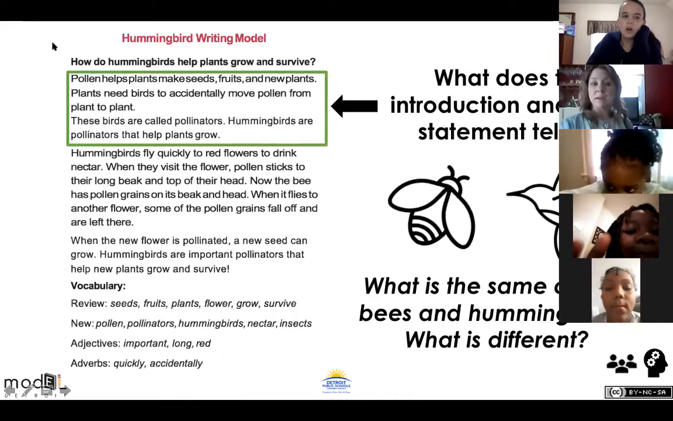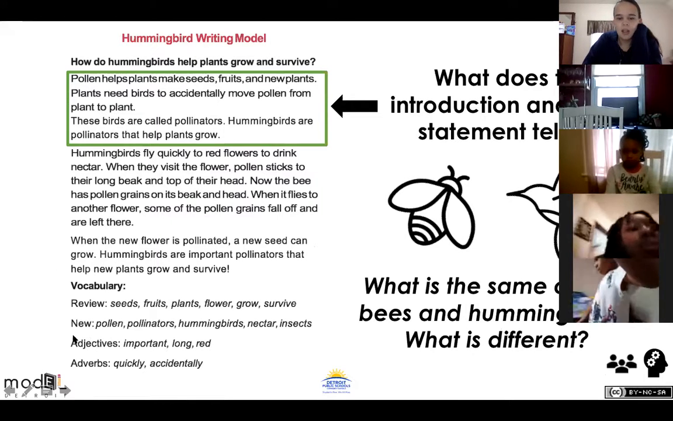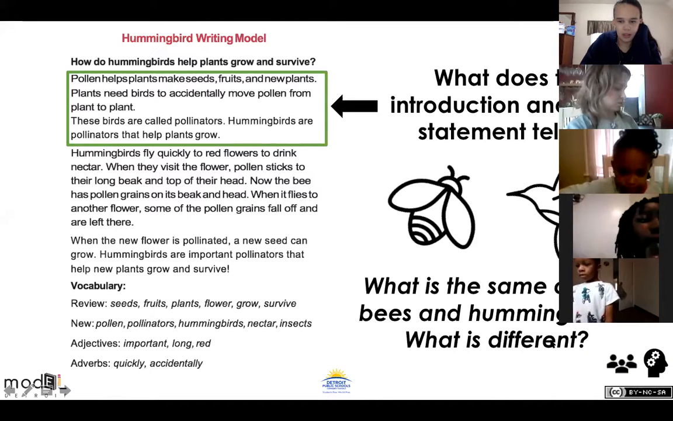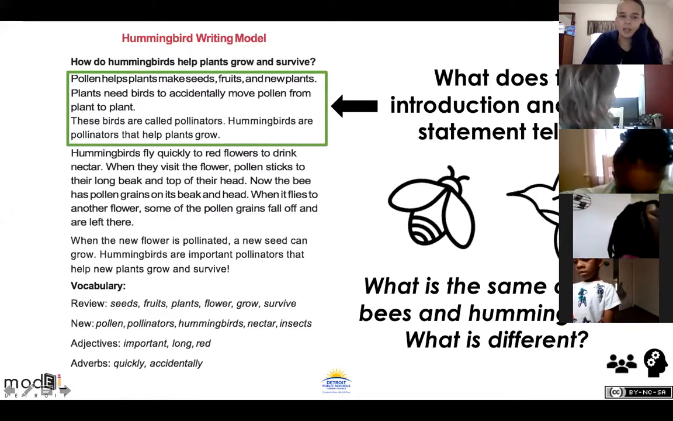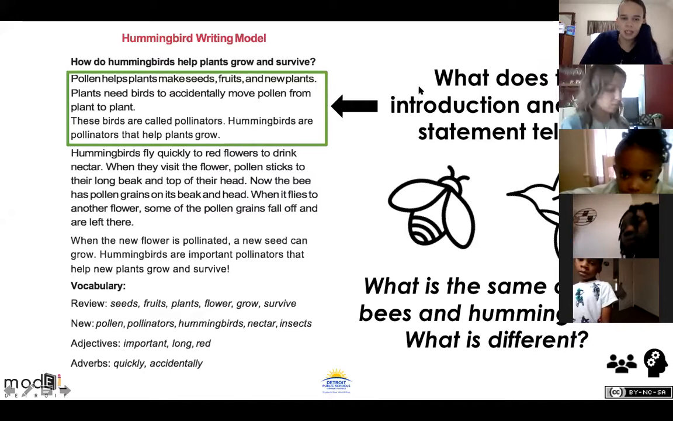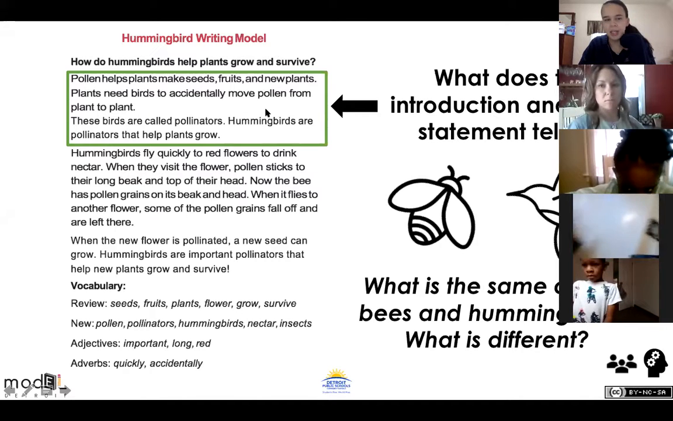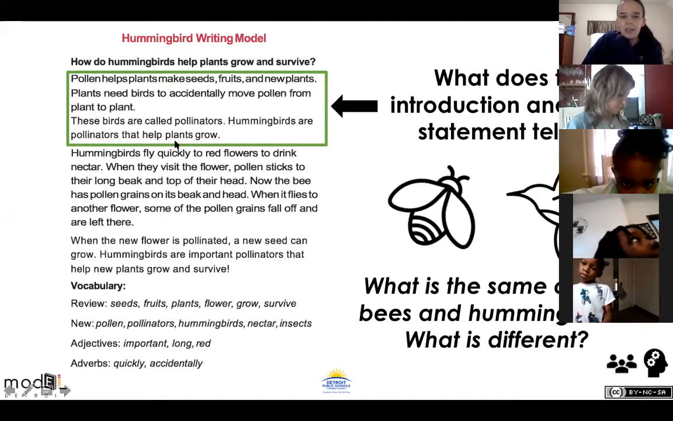Okay. So here is the piece of writing that we looked at yesterday. Remember, we were writing about hummingbirds. You're writing about bees. Remember that? So I'm going to read you just the introduction and the focus statement, okay? So make sure you're sitting down in a place where you can do your learning and that you're ready to hear this. I'm looking at videos. Okay, most of us look ready to learn. All right, the introduction and the focus statement say, pollen helps plants make seeds, fruit, and new plants. Plants need birds to accidentally move pollen from plant to plant. These birds are called pollinators. Hummingbirds are pollinators that help plants grow.